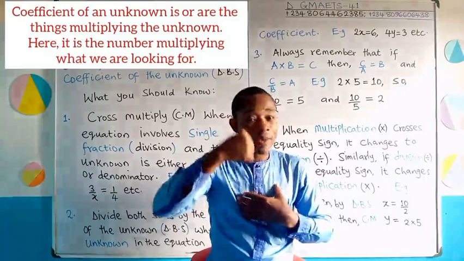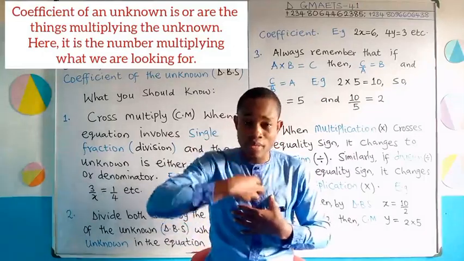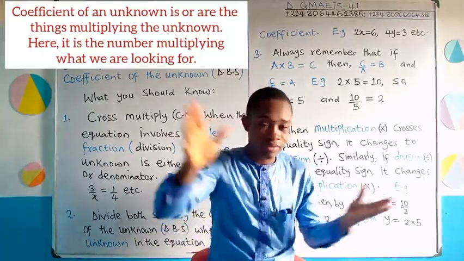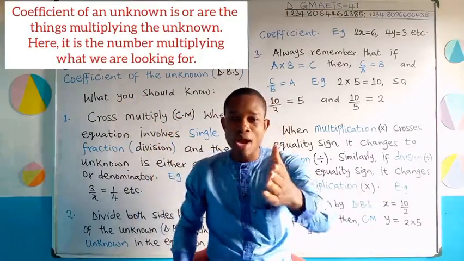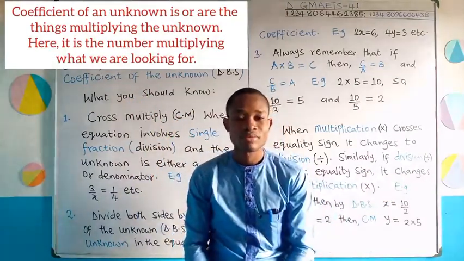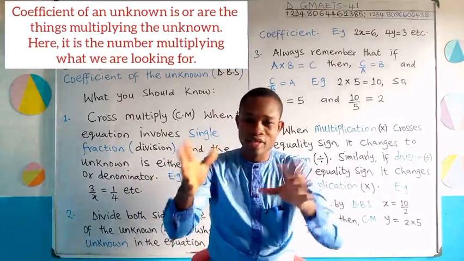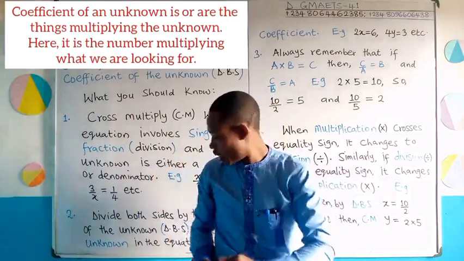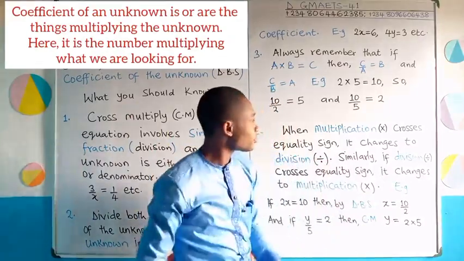Because you are the one multiplying me, the multiplication is between me and you. Therefore, it means that you are my coefficient. Alright, I've just used a human to explain this concept, this idea. Quickly, let us look at this on the board.